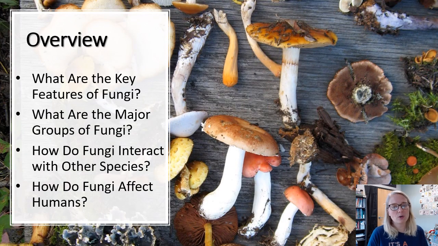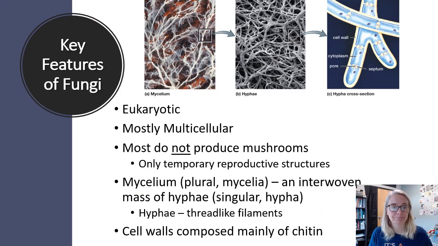All right, so what we're going to do in this lecture, we're going to talk about the key characteristics of a fungi, what makes a fungus, what are the major groups, and we'll go through all of those different representative examples. We'll talk about how fungi interact with other species, plants and animals and humans, and then we'll finish up with their specific impacts on humans. So let's take a look at what makes a fungus.